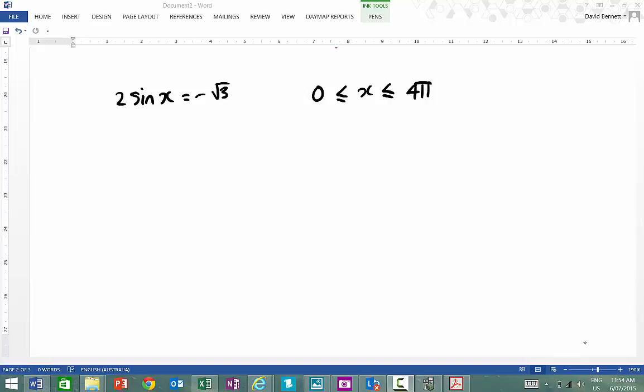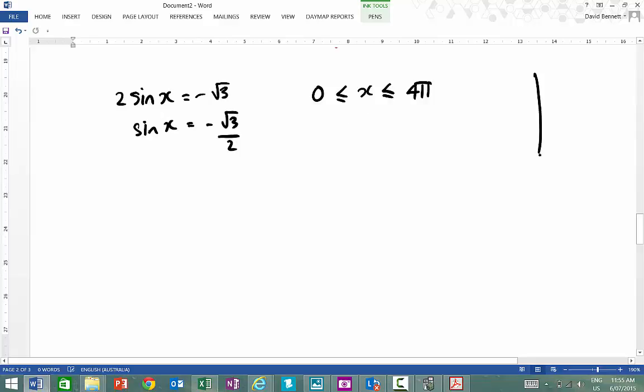Now this is the second video in terms of exercise 4D3 and these are the sort of A-type questions that you might have in a test. Alright, so let's just go through here. Now the first part with any of these is to rearrange the equation in terms of sine of x. Root 3 on 2. And we know we're going between 0 and 4 pi.